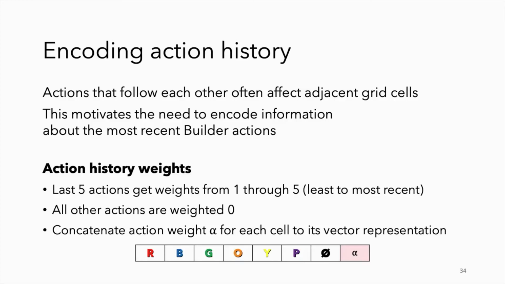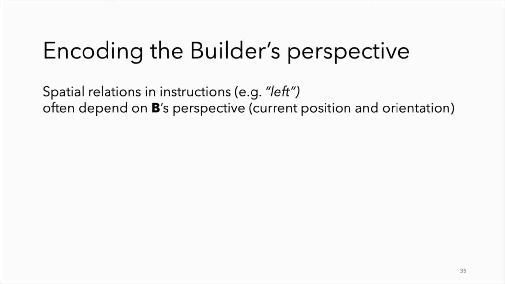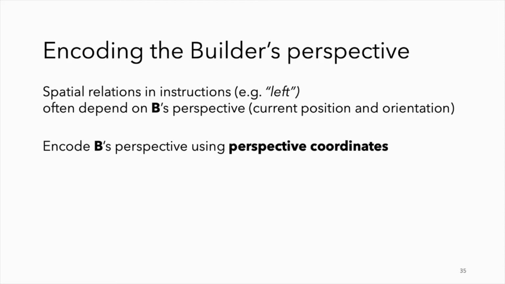And every cell gets the weight alpha of the last action that happened there. We simply concatenate this extra feature to the cell's vector representation. Additionally, we encode the builder's perspective, that is, the builder's position and orientation. This is motivated by the observation that spatial relations in instructions like left, right, etc. often depend on the builder's current perspective. We thus need to be able to represent the world from the builder's point of view.